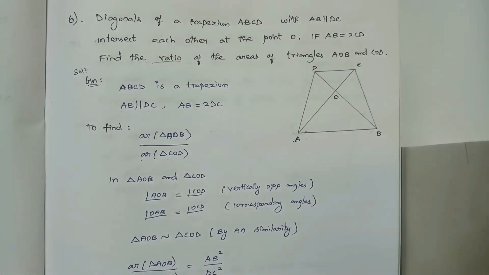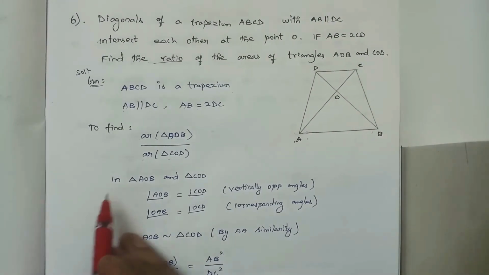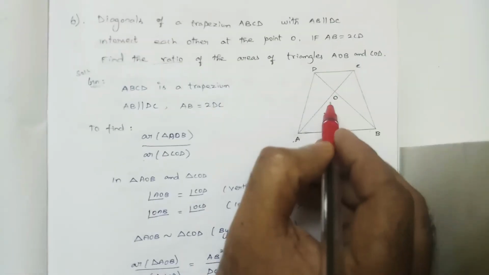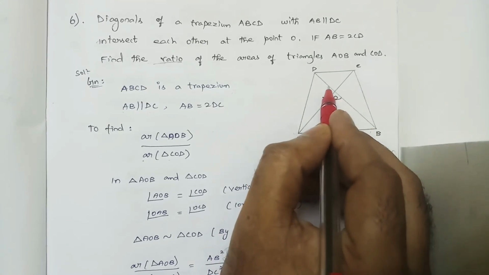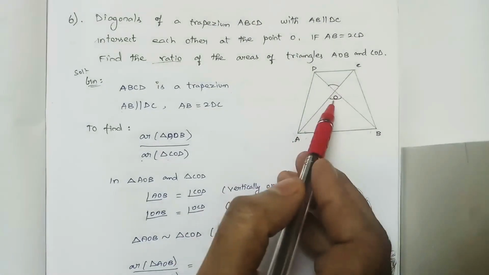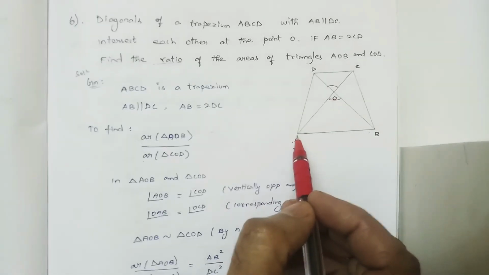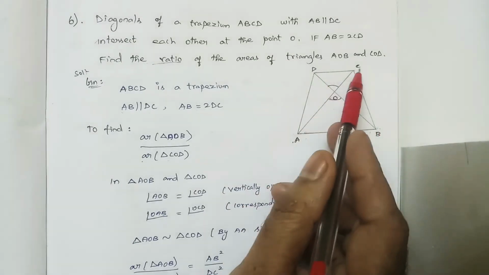I'm going to prove that these two triangles are similar by using the similarity criteria. In triangle AOB and triangle COD, angle AOB is equal to angle COD. These two angles are equal because vertically opposite angles are equal. And already we know that AB is parallel to DC.